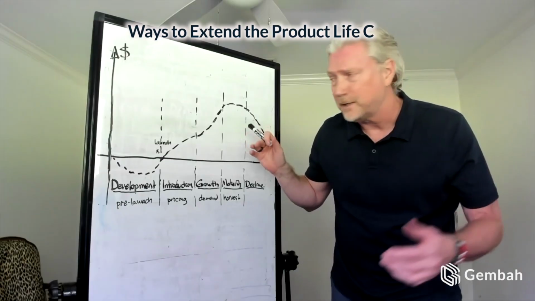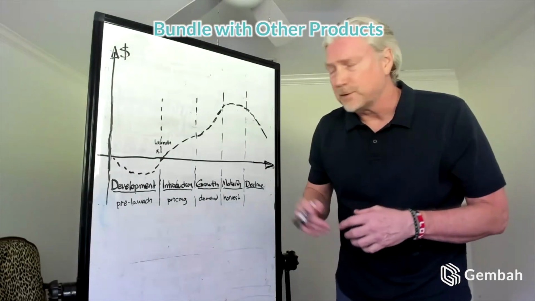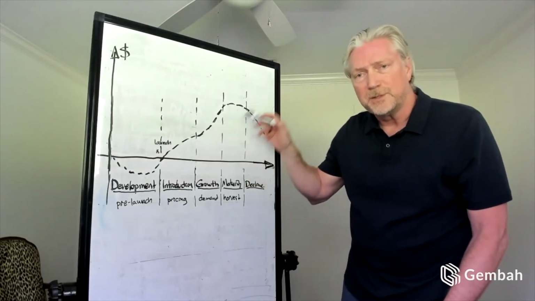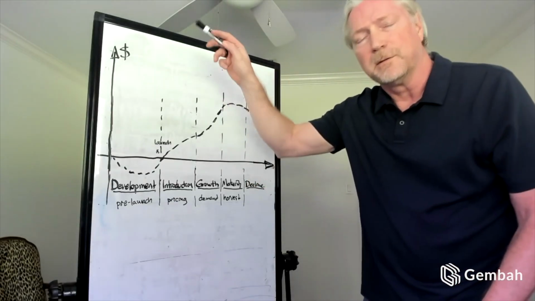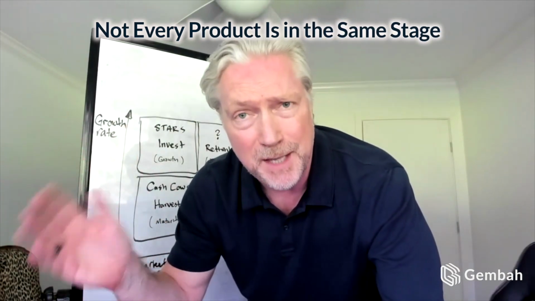There are strategies you can apply here. You can launch a new version of the product. You can bundle it with something else. So strategies that we're happy to talk about when you can regenerate this curve again and have a multi-curve going ahead. So when you have multiple products that you've launched at different times, they're not all going to be in the same product life cycle stage.